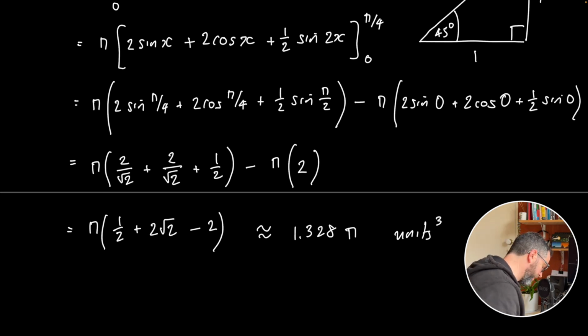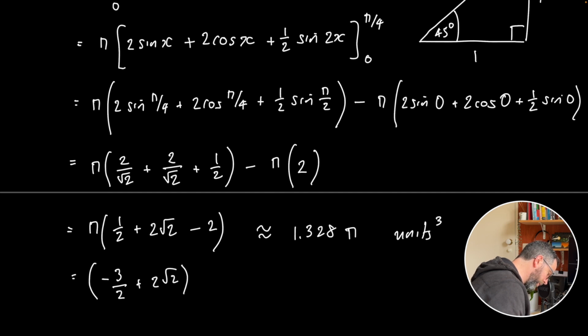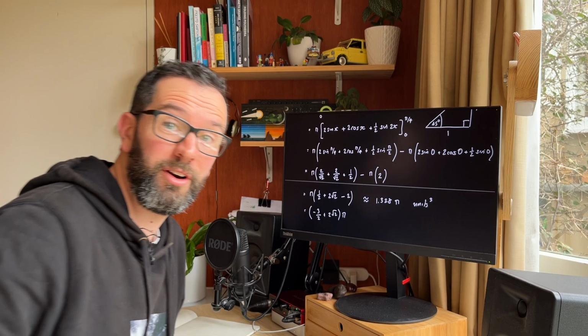All right, and if you want, you could tidy that up slightly more. I guess we could make it negative 3 over 2. So if you want the exact answer, I could probably say something like negative 3 over 2 plus 2 root 2 all times pi.